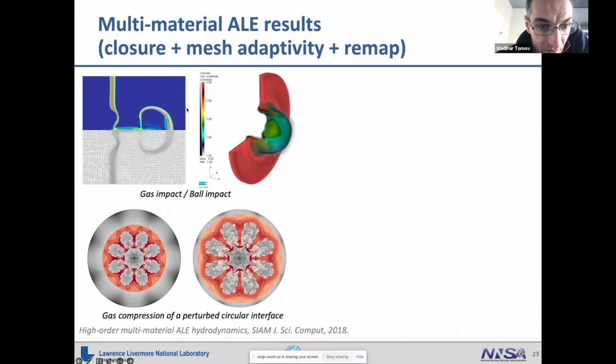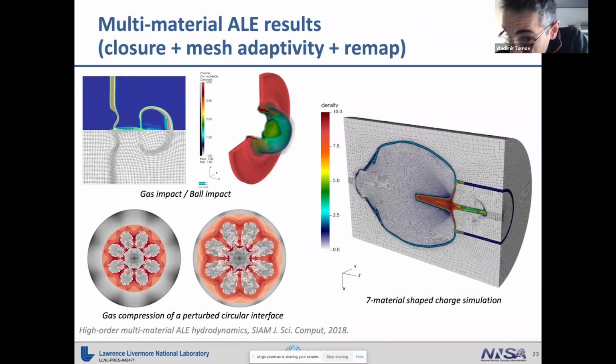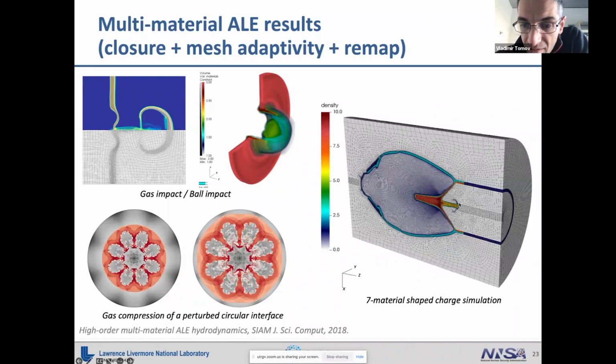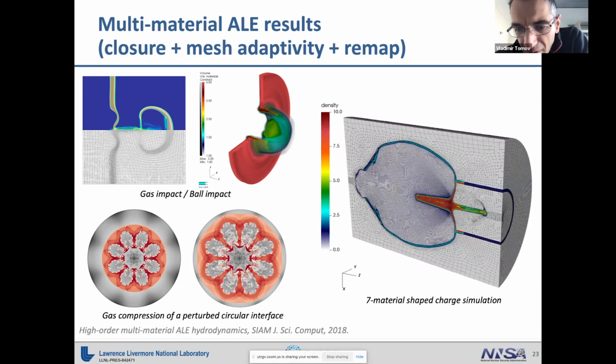Again, these are the things I showed, the impacts. This is mostly a toy problem. It's a compression of a ball, but the interface is perturbed, so it develops these instabilities and produces nice pictures. Then this is a more serious test. This is a shaped charge, so it's high explosive here, creates a jet, and this is used for various things. For example, triggering nuclear devices, and cutting armor and things like that.